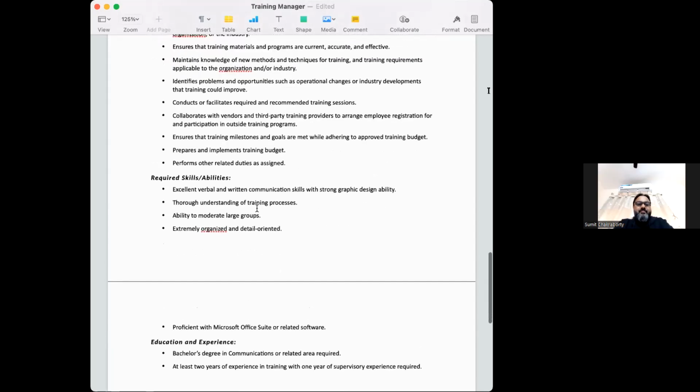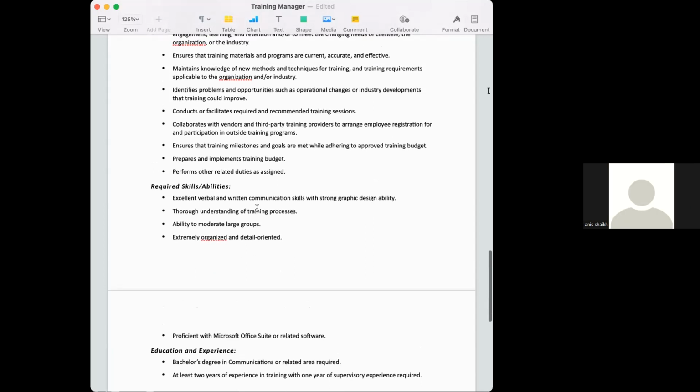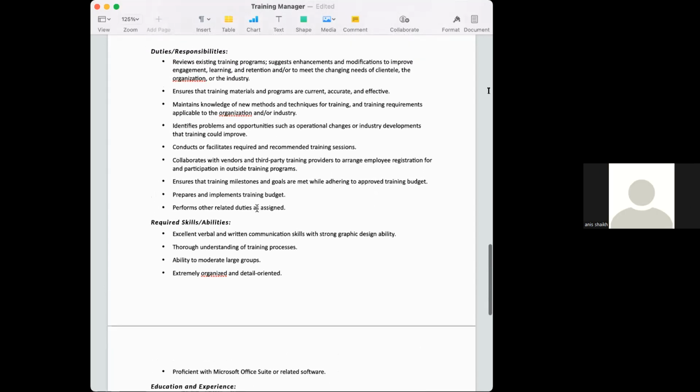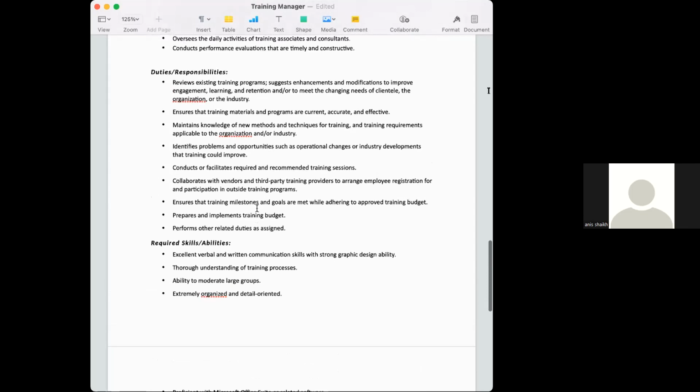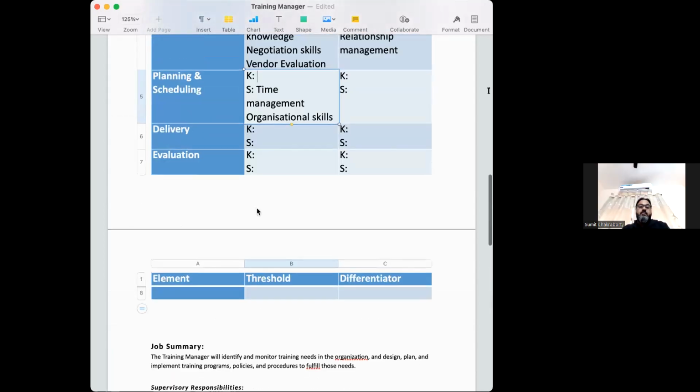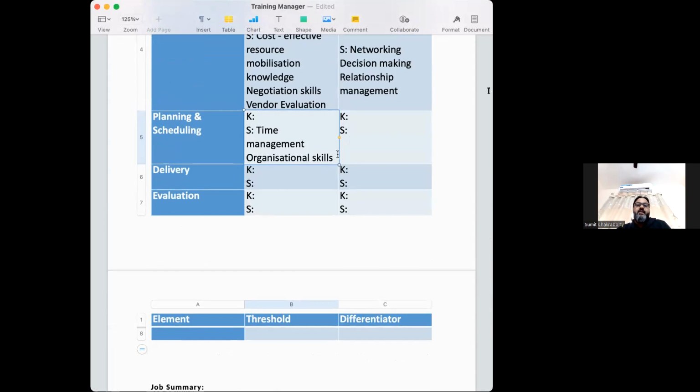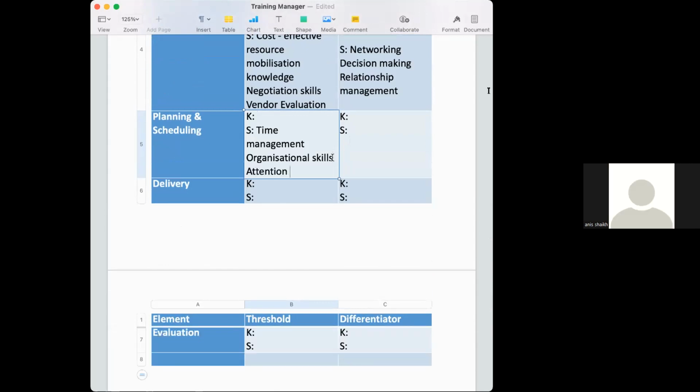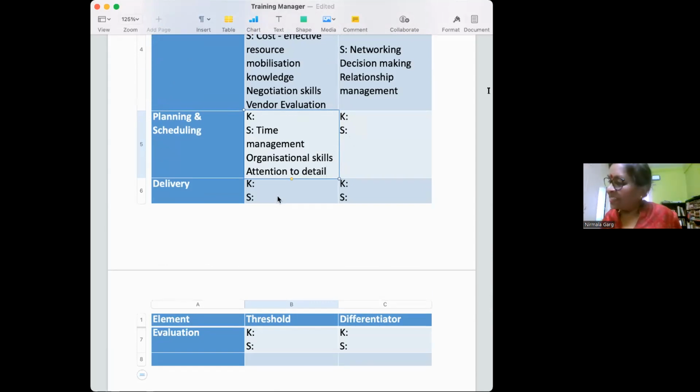Extremely organized and detailed. ये लिख सकते हैं उसके लिए extremely organized and detail oriented. So organize and detailing, organize knowledge and detailing. Organize, detailing is skill actually. या वो स्किल में डाल सकते हैं. मैं जेडी में से उठाता हूँ कुछ तो कॉपी पेस्ट कर रहा हूँ. Proficient with Microsoft Office suite or related software. वो तो हमने लिखा है कहीं. Guys, 4:27, so just 3 more. Okay, 5 more minutes.